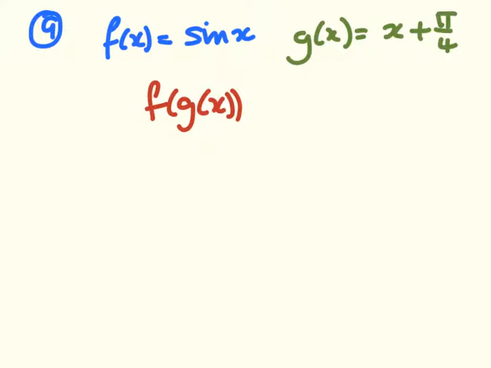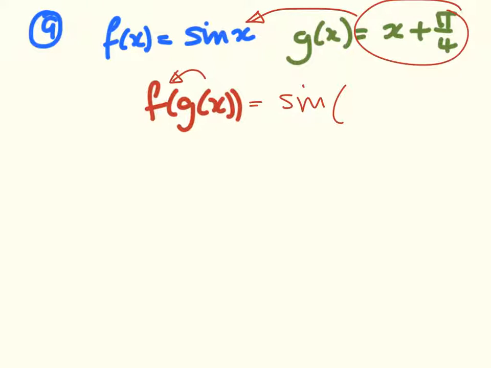And then lastly, number 9. f of x is sin x, g of x is x plus pi upon 4. We have to work out f of g of x. So that means that we're going to put the g formula into the f. In this case, the x plus pi upon 4 instead of x. So that's going to give us sin of x plus pi upon 4. Okay, just simply replace the x with that.